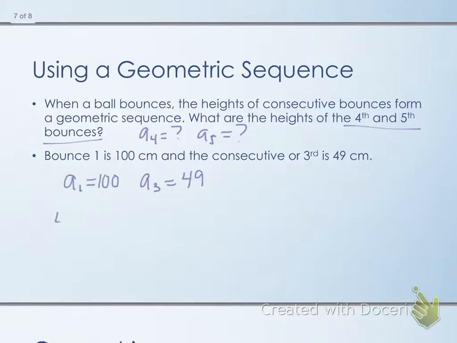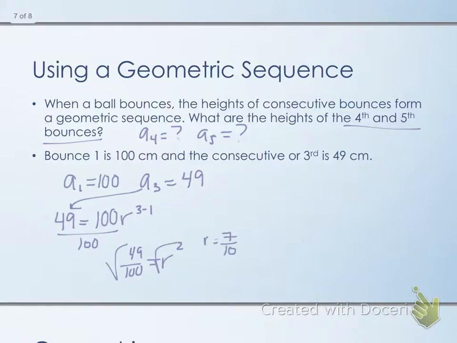So my a sub 3 is 49. I plop in my a sub 1. I don't know my rate. And then this was what was sitting here, so my n is going to be 3. So I'm going to solve, so let's go ahead and divide by 100. 3 minus 1 for that exponent is now 2. Opposite of squaring is square rooting, so my rate is 7/10.